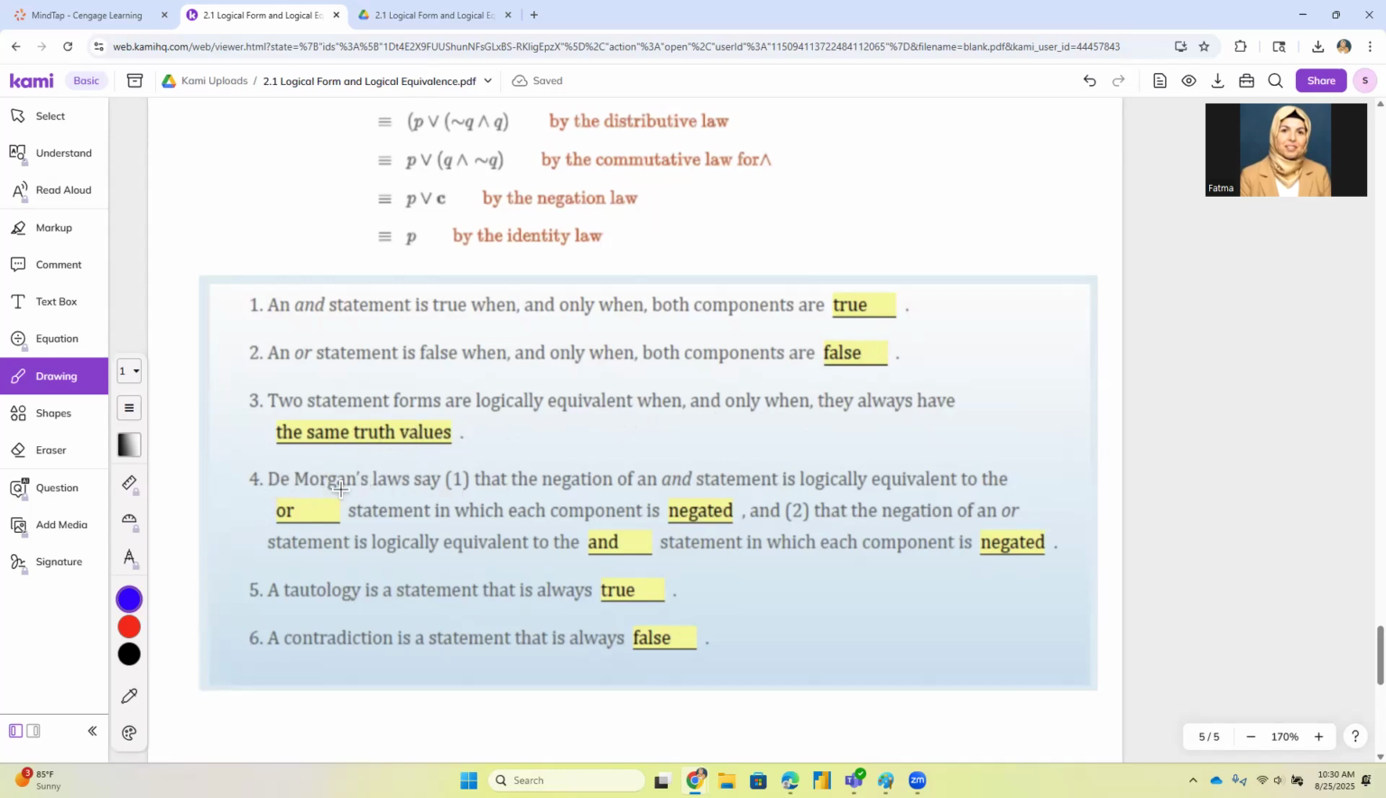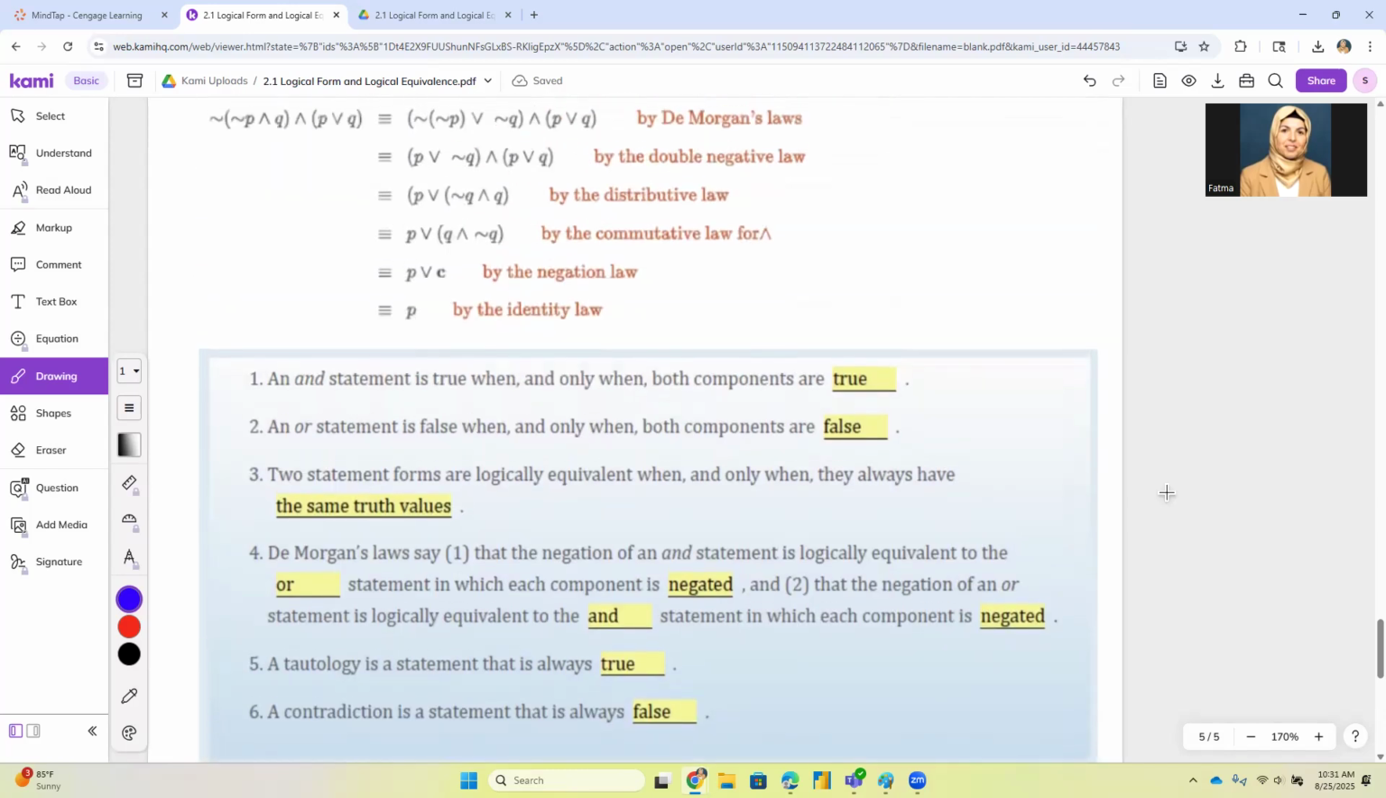And we have a very important law here called De Morgan's law. It says that when you're negating an AND statement, it will be logically equivalent to an OR statement where each component is negated. And when you are negating an OR statement, it will be logically equivalent to an AND statement where you are negating each component. A tautology is a statement that's always true. A contradiction is a statement that is always false.